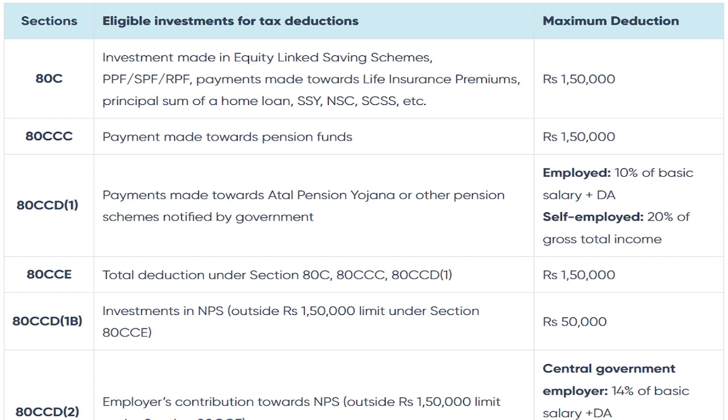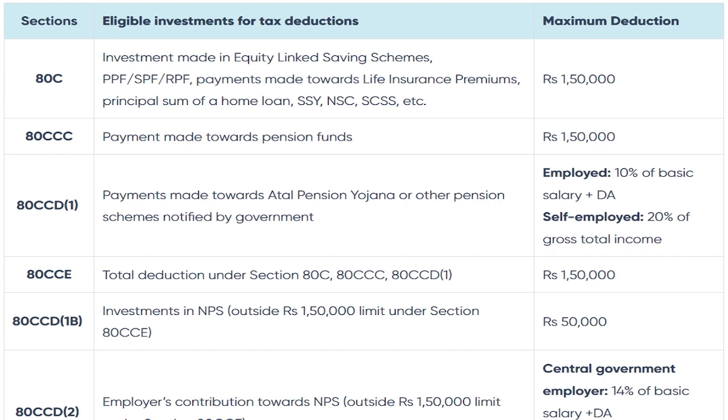So first is 80C. As all of you know, 80C covers your PPF, your EPF, which is Employee Provident Fund, and PPF is Public Provident Fund, and your NSC National Savings Certificate, your LIC premium, SSY, your Sukanya Samriddhi scheme. All this will cover, and your housing loan principal, which will come under here, which is up to 1,50,000. Then payment towards pension fund, which is again 1,50,000, 80CCC.